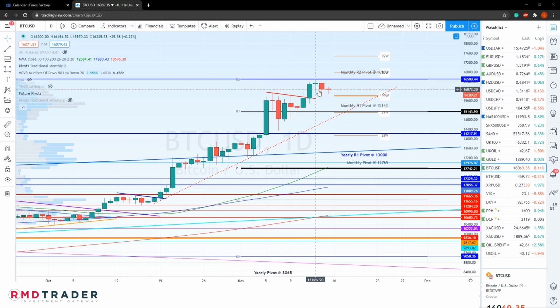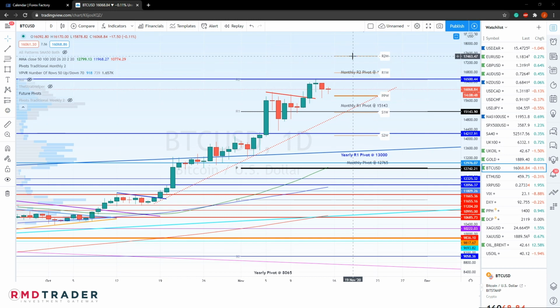Support for this week can be found at the junction where the lower diagonal support and the monthly R1 pivot meet at 15,143. The weekly pivot is just above that at 15,820, and a bullish price action from this level could see another go at this area of resistance now at 16,500. And if price can break through that, the new targets could include 17,500. That is the weekly R2 pivot.